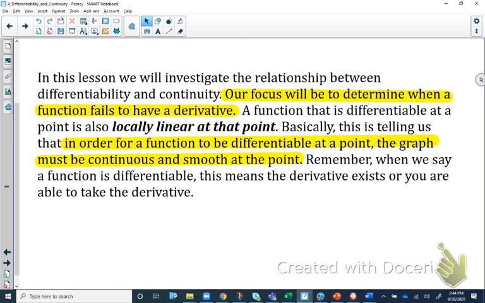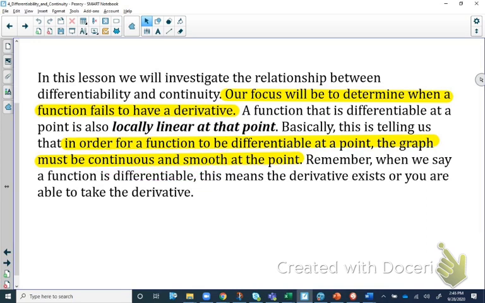We're going to be focusing on how to determine when a function fails to have a derivative, because if it fails to have a derivative at a point, it cannot be continuous at that point. And in order for a function to be differentiable at a point, the graph must be continuous and smooth. That's a big deal right there. So maybe take an extra highlighter and just underline this idea. They have to be continuous and smooth at that point.